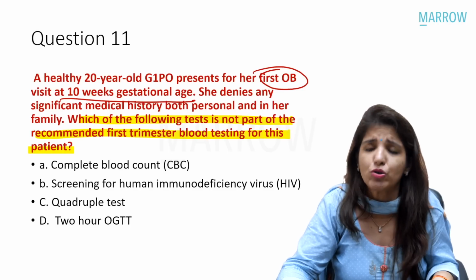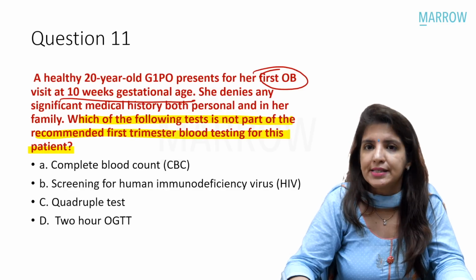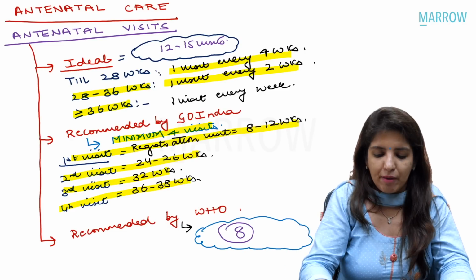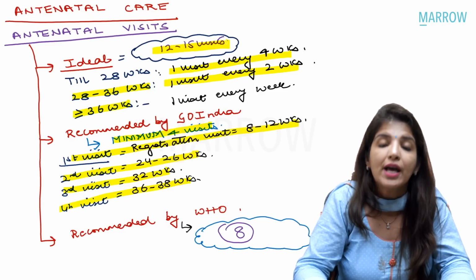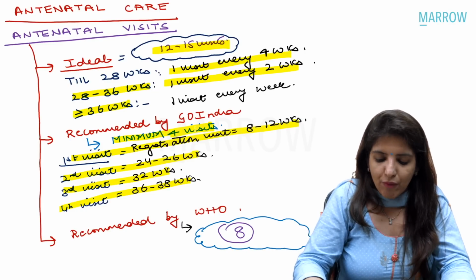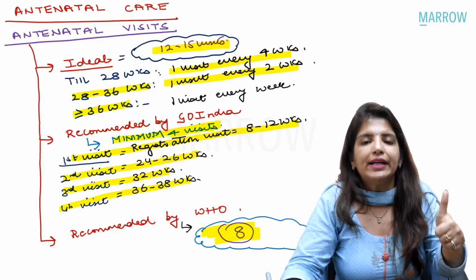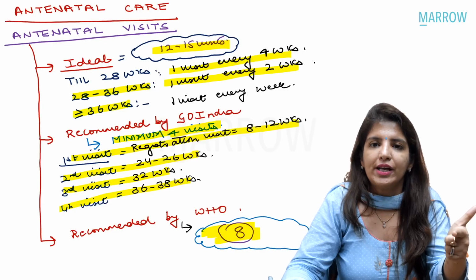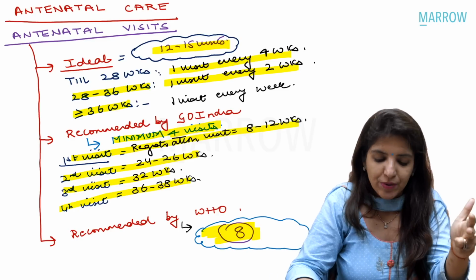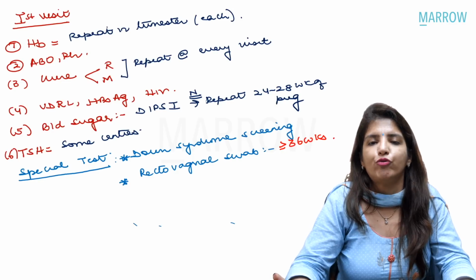So here we are talking about antenatal visits, which is again a very, very important topic as far as your MCI exam is concerned. Please remember that the ideal number of antenatal visits is between 12 to 15. That's very important. But as per the Government of India, the minimum number is 4, whereas the number recommended by WHO is 8. Right? So ideal 12 to 15; by the Government of India, it is 4; and by WHO, the minimum number recommended is 8. Now, what do you do in the first visit? Which investigations do you do? Number 1, you are going to check for hemoglobin.